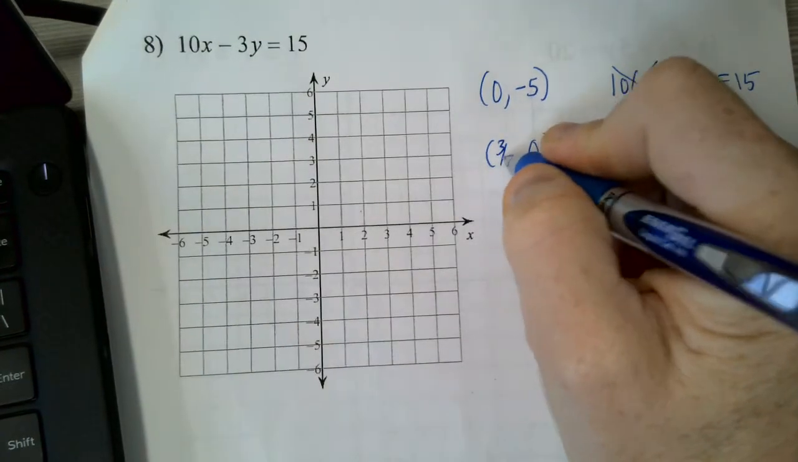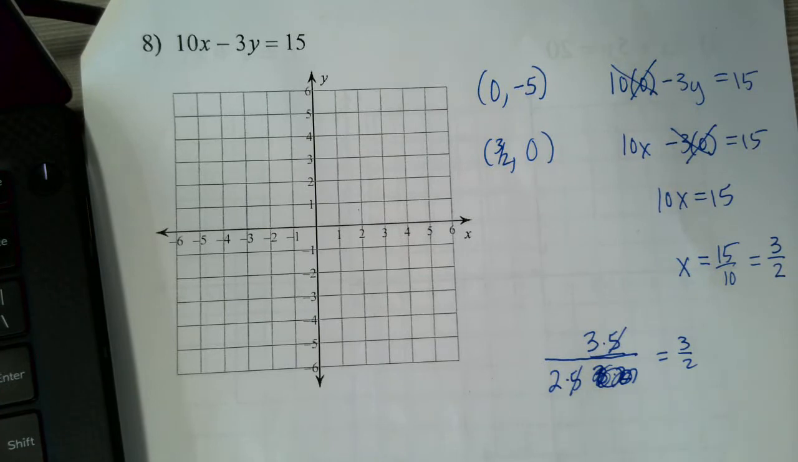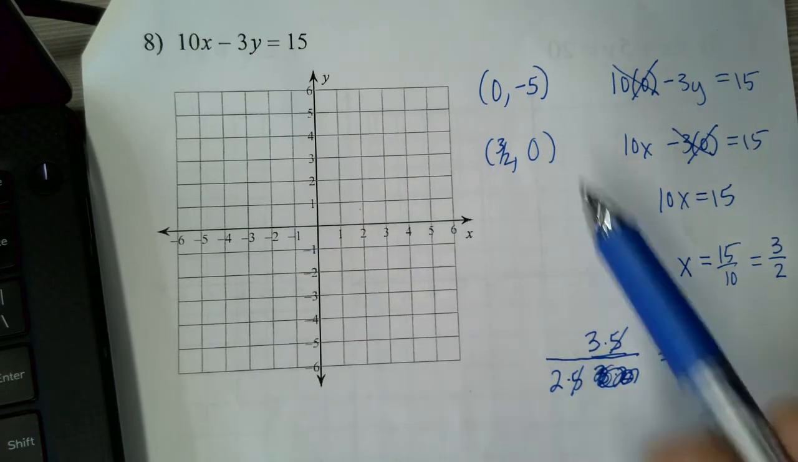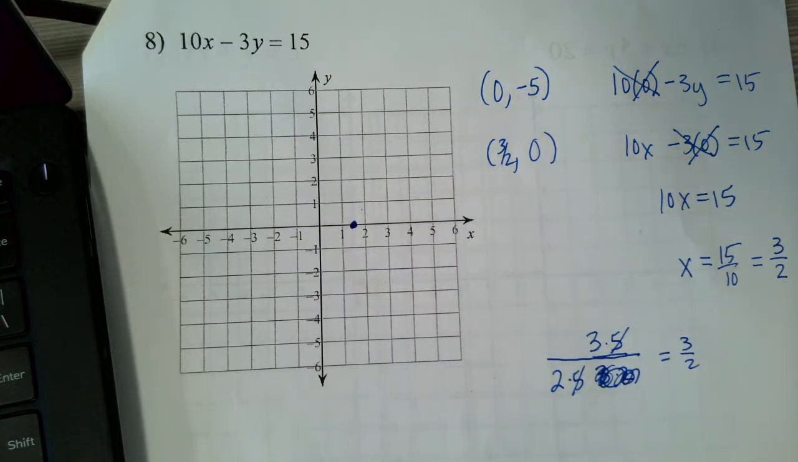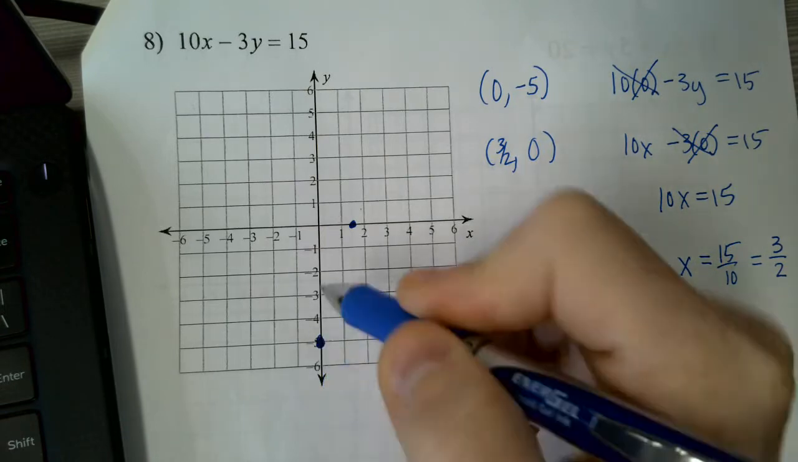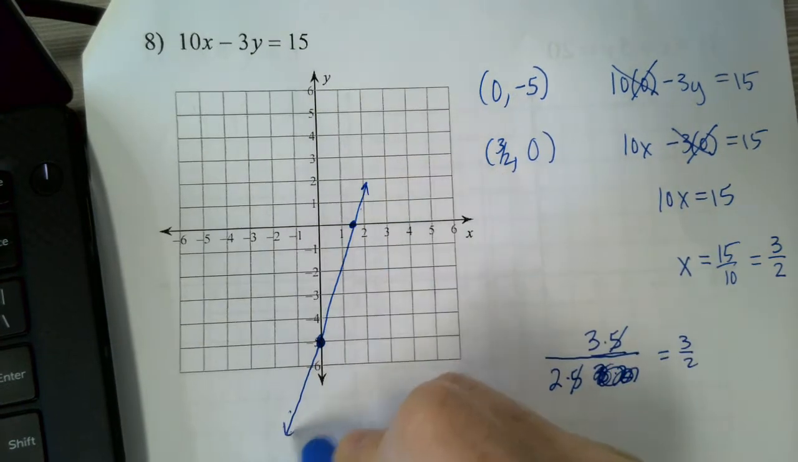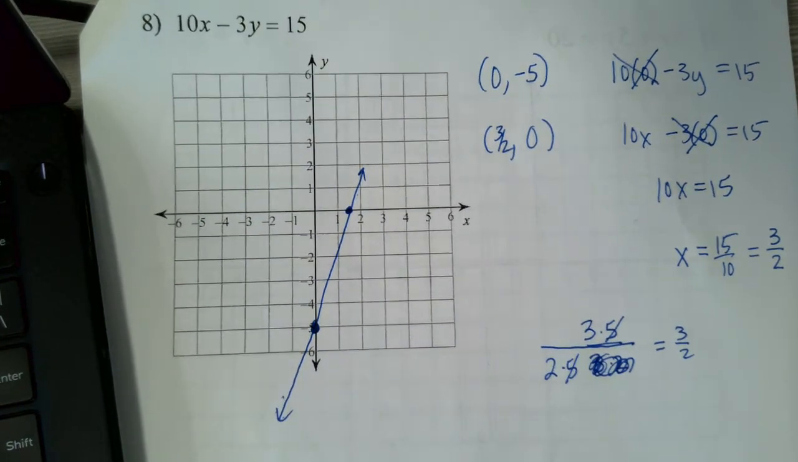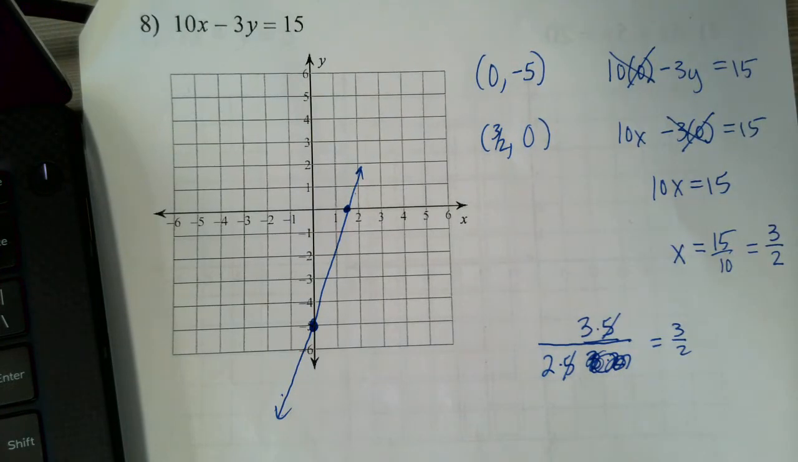That's ugly, but we can still do it. Is 3/2 like that? How big is that as a decimal? 1.5. So on the x-axis, we go over 1.5 and put a dot. And on the y-axis, we go back and forth 0 and down 5, put a dot. Then we draw a line. Not as pretty as the other ones, but still okay.